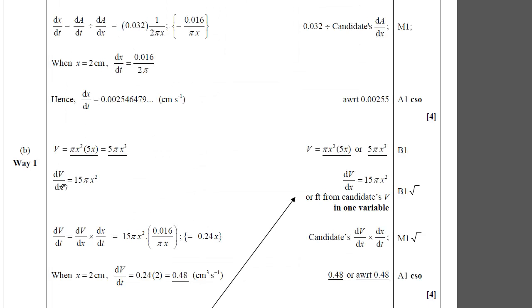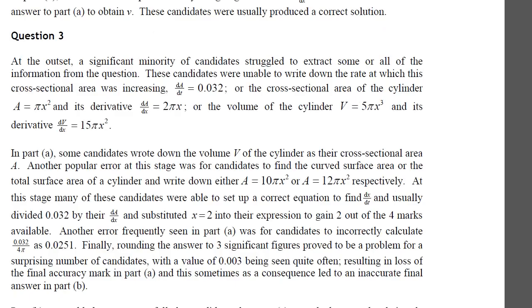So the mark scheme says that dV by dx is this. So we find the expression for volume, and we do the chain rule and we find the answer is 0.48. Now the examiner's report. Examiner's report is a report that the people who make the question and the people who check the exam papers make. So you get an idea of what's going on.